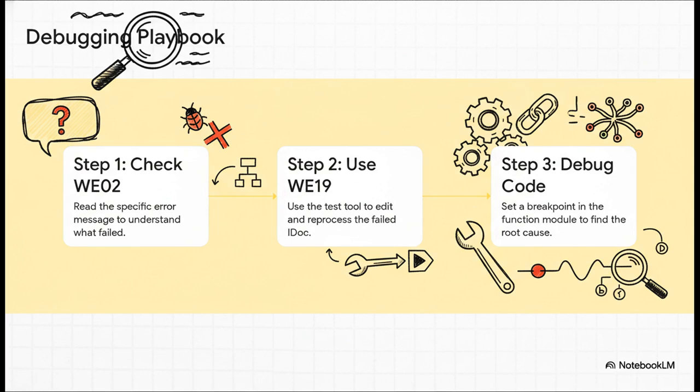So what's the detective's playbook? Well, first, an analyst uses a tool called WE02 to see the actual error message. If the message is clear, great. But if it's kind of vague, you move to step 2, a test tool called WE19. This lets you sort of replay the IDOC, but with corrected data, to see if your fix works. And if you're really stuck, well, that's when you have to call in the developers to dig deep into the code and find the real root of the problem.